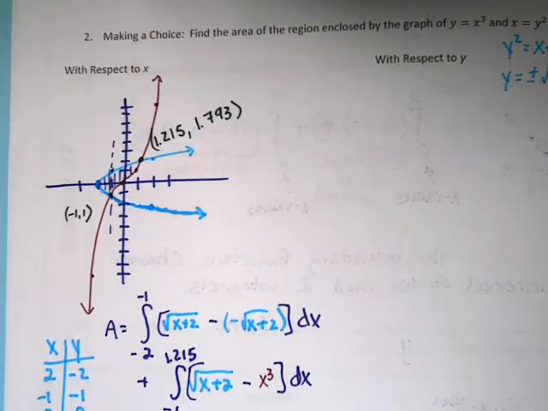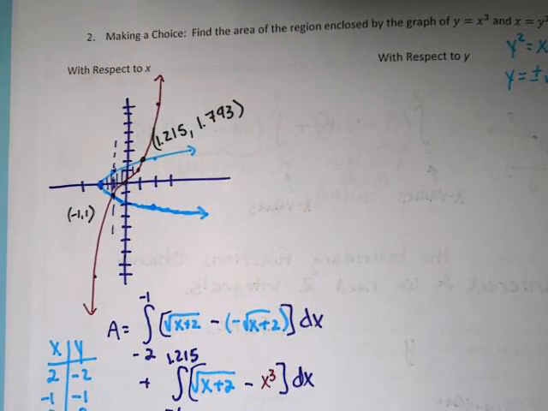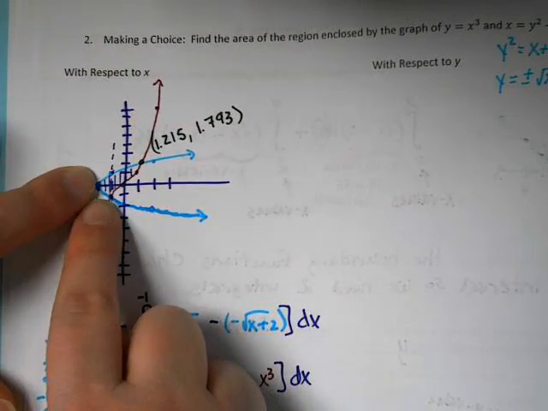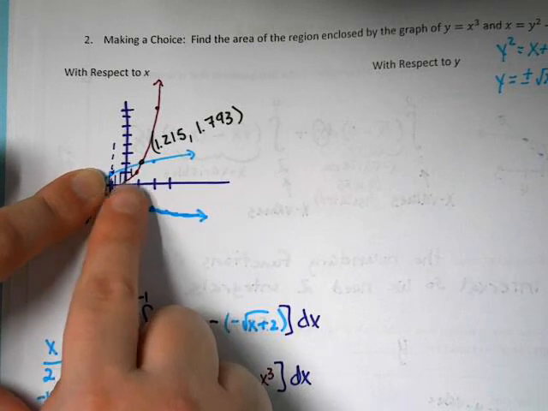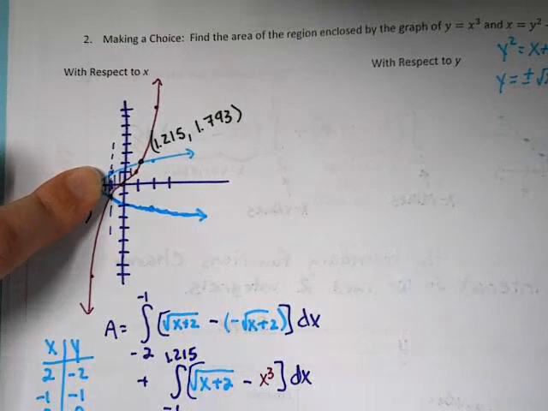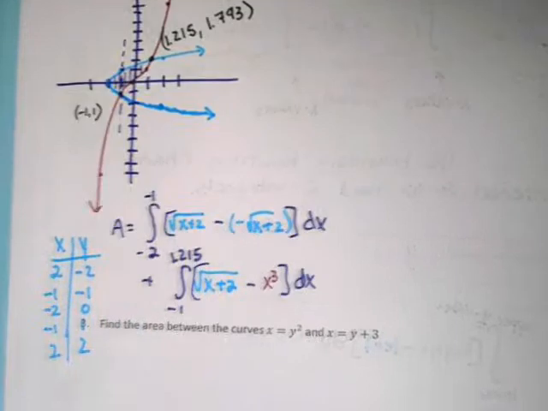So again, we had to do the two separate integrals because the functions ended up changing. From -2 to -1, it's blue minus blue. From -1 to 1.215, it's blue minus red. And so that's what we're doing in here. So we're going to go to our calculators real fast, and we're going to figure that out.